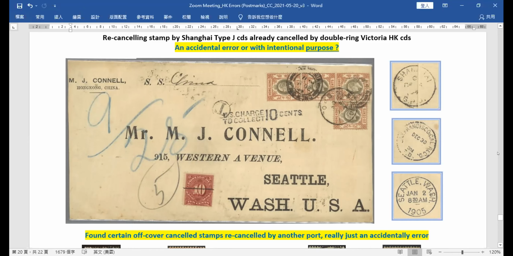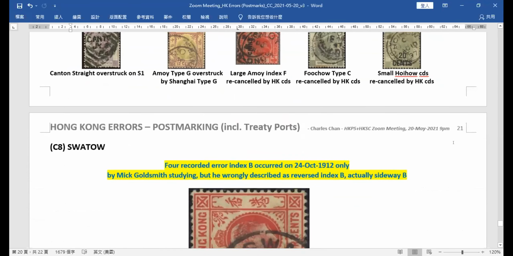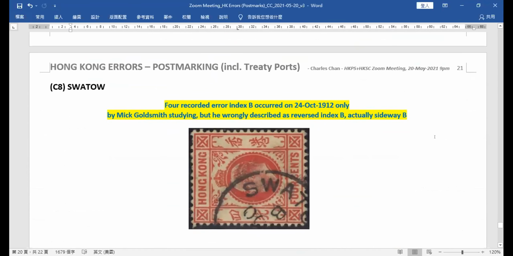It is interesting. Right. Okay, so we move on. So the B is placed sideways. Okay, Mick Goldsmith studying says that it is a reverse index B, but actually it is pretty much sideways. Okay, just making a correction to Goldsmith's saying.